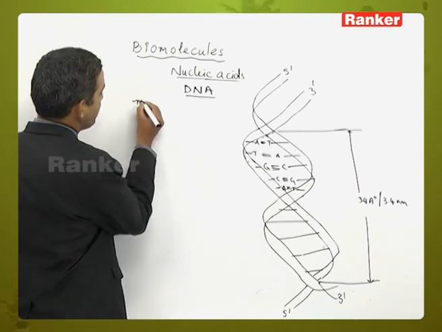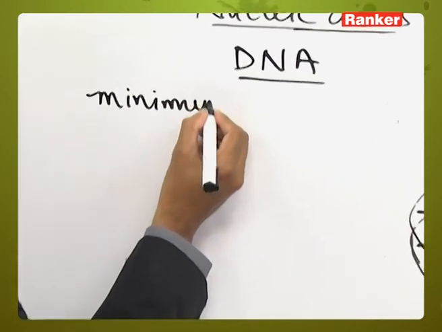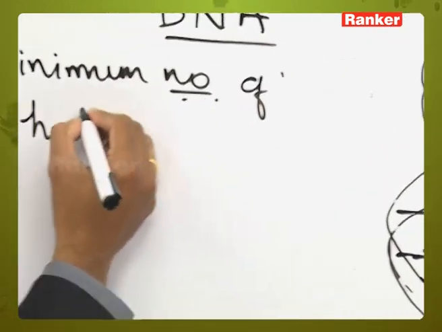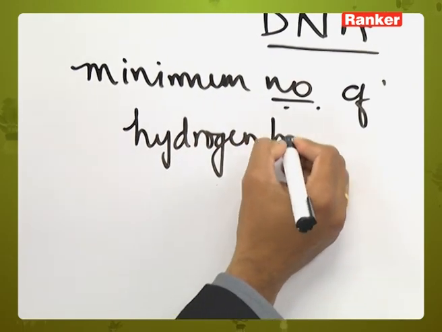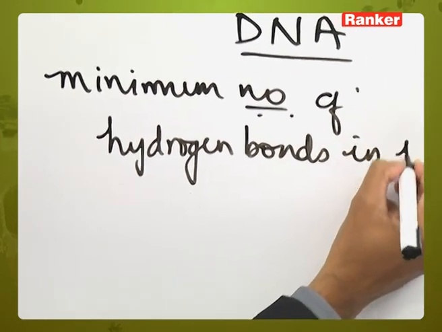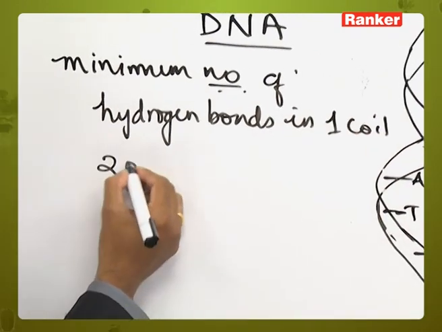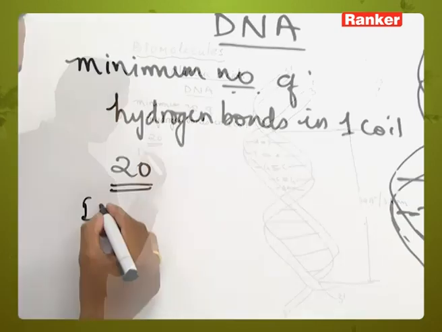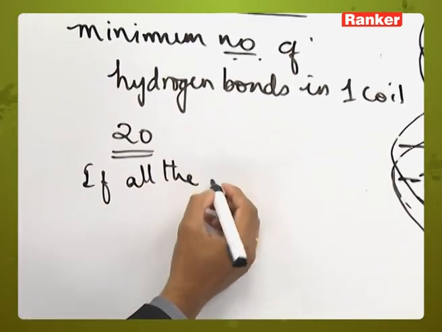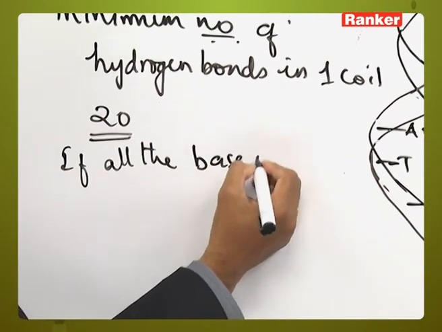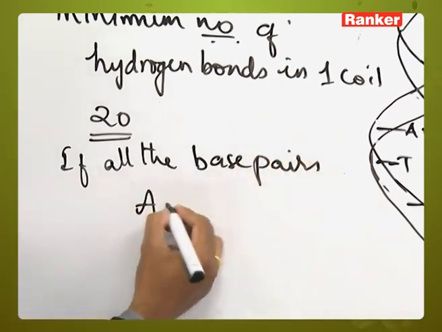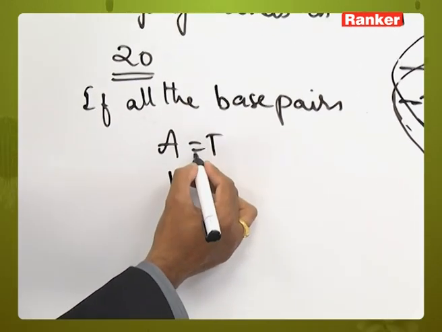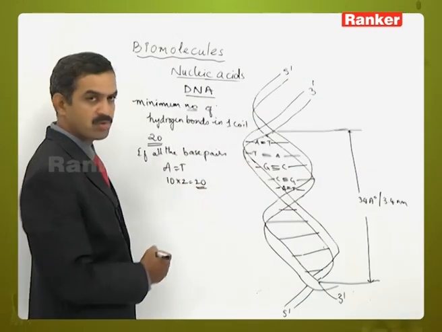So what is the minimum number of hydrogen bonds in one coil? It will be 20 hydrogen bonds. How is it 20? I said 10 base pairs are present. If all the 10 base pairs are A and T, that means 10 pairs, and between one pair 2 hydrogen bonds are present, so 10 into 2 comes to 20 hydrogen bonds.